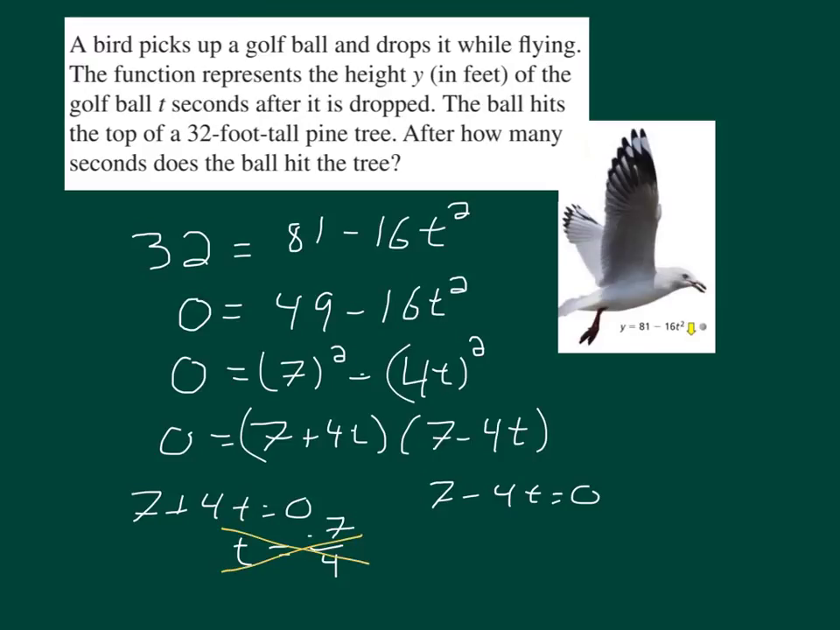If I solve the other equation, I end up getting that t equals negative 7 over negative 4, which would just equal 7/4, or if you prefer, 1.75 seconds. And that's the answer that I'm looking for. It takes just under 2 seconds for the bird to drop the ball and have it land at the top of the pine tree. And there you go. We used a special product in order to factor this easily and solve this problem.